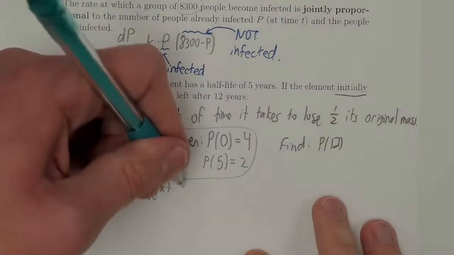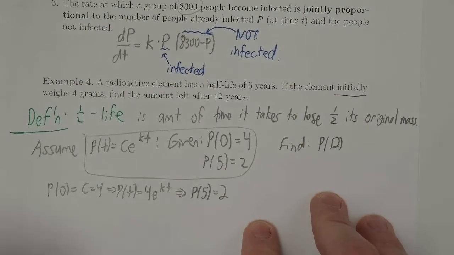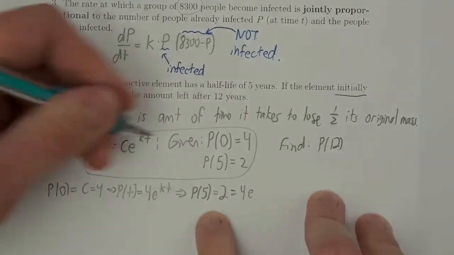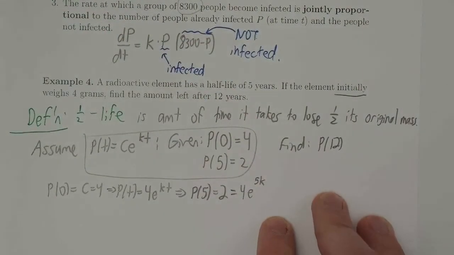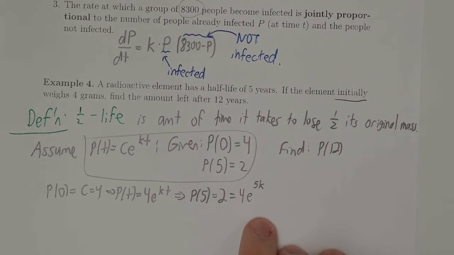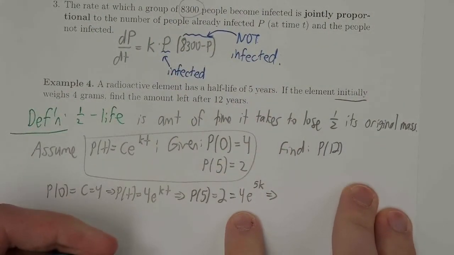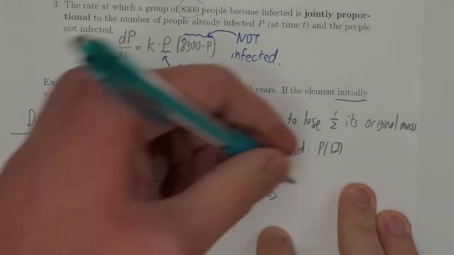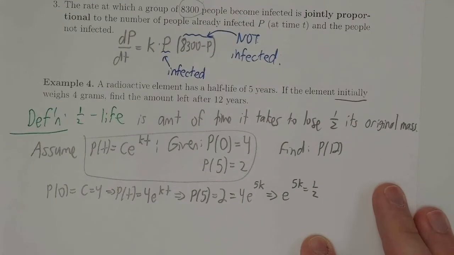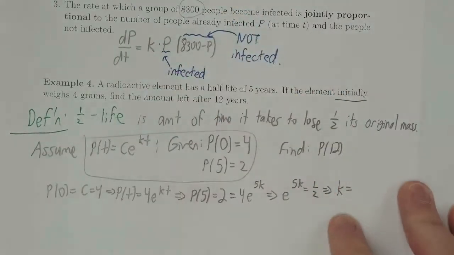So P of 5, that on the one hand equals 2 by assumption, but then plugging that into here, we end up with 4 times e to the 5k. All right. So now, let's go ahead and solve for k in this case. So what we have here is that, all right, if we divide both sides by 4, we should have e to the 5k equals 1/2. So, going through all that, and then if we end up solving for k, what is the exact value of k here?